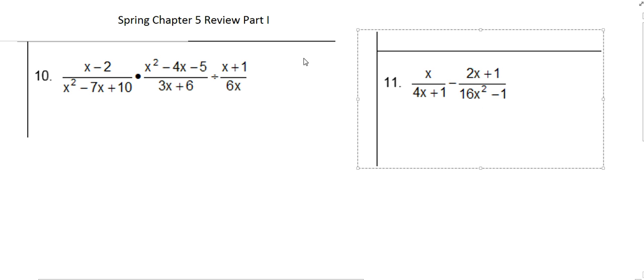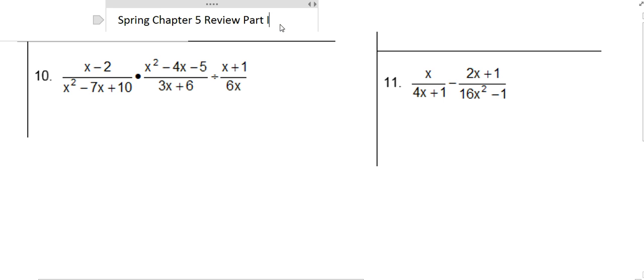Okay, we're going to take a look at the second part of the review, where we're going to be taking a rational expression, which just means we have fractions, and we're either multiplying or adding and subtracting, and so we're going to have to use our factoring techniques that we've been practicing. And let's take a look at this first problem, number 10, and we notice that the last term is being divided, so we're going to flip that fraction over and then multiply it instead of dividing.